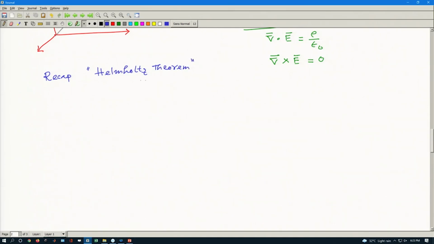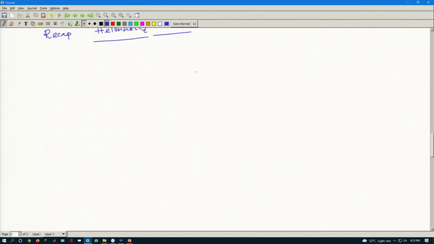And what do we have here in the Helmholtz theorem? So, any vector field F can be decomposed in terms of a scalar field small f and a vector field V. Any vector field F can be written in this way: the gradient of a scalar field f plus the curl of a vector field V.